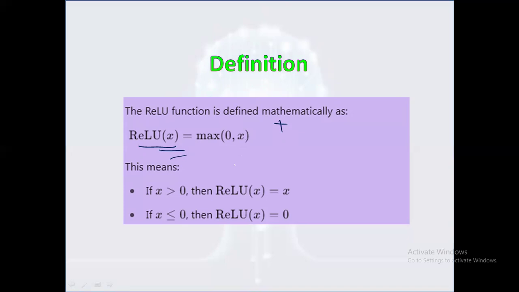Unlike other traditional activation functions like sigmoid or tanh that compress input into a small range, ReLU allows for unbounded positive outputs, helping neurons stay active and propagate stronger signals during learning.